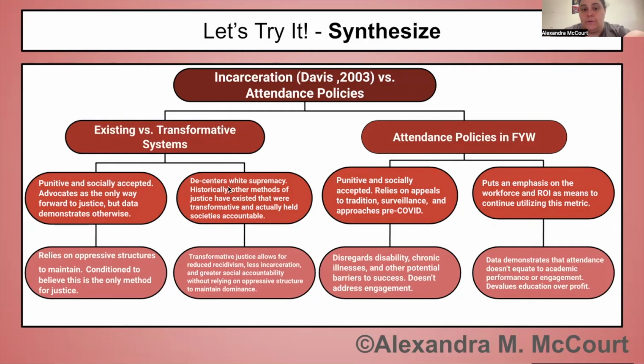Transformative systems call for decentering these things, whereas transformative pedagogy in terms of attendance in first-year writing classes is noticing that the current system devalues education. So it devalues education, this devalues rehabilitation. So there's a lot of connecting tissues here. So how do I work through connecting those ideas?